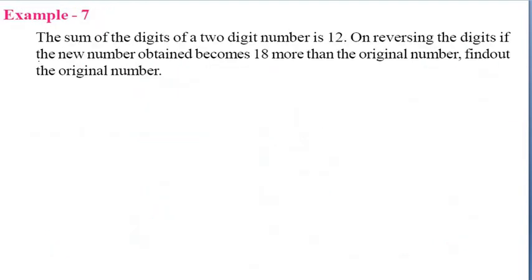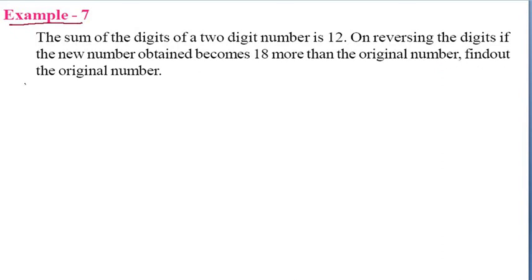Now come to example number 7. So what is in this? The sum of the digits of a two digit number is 12. On reversing the digits, if the new number becomes 18 more than the original number, find out the original number.